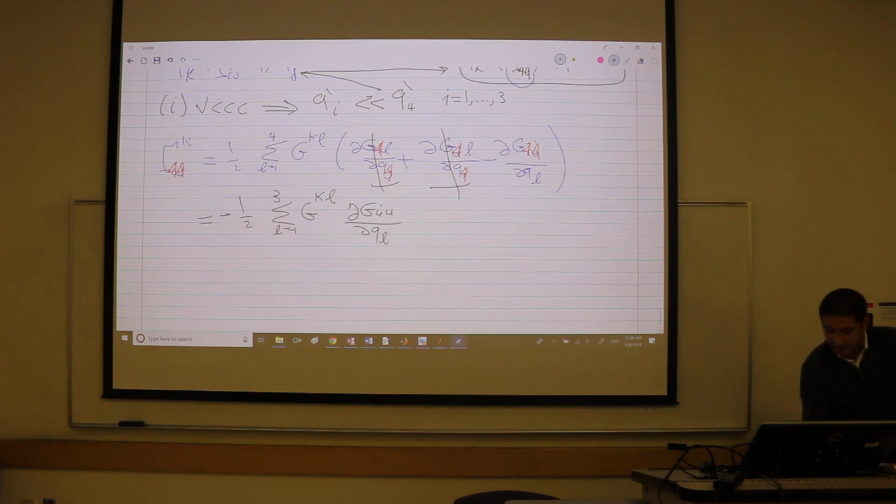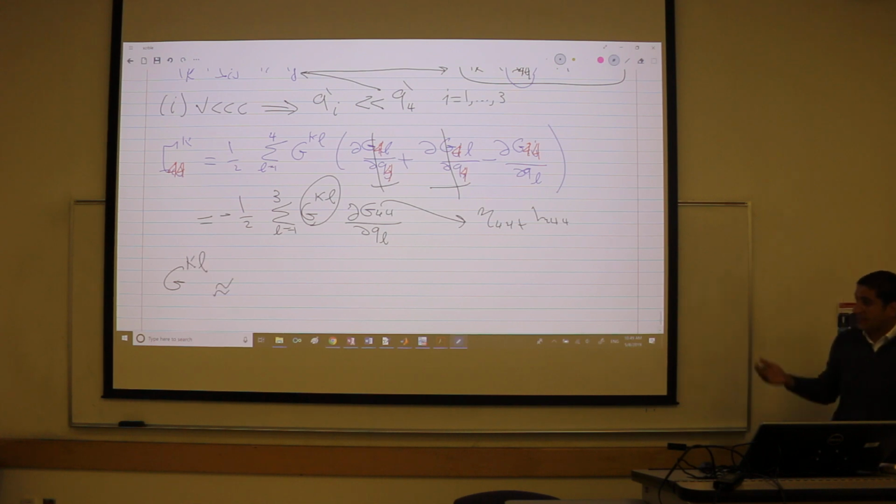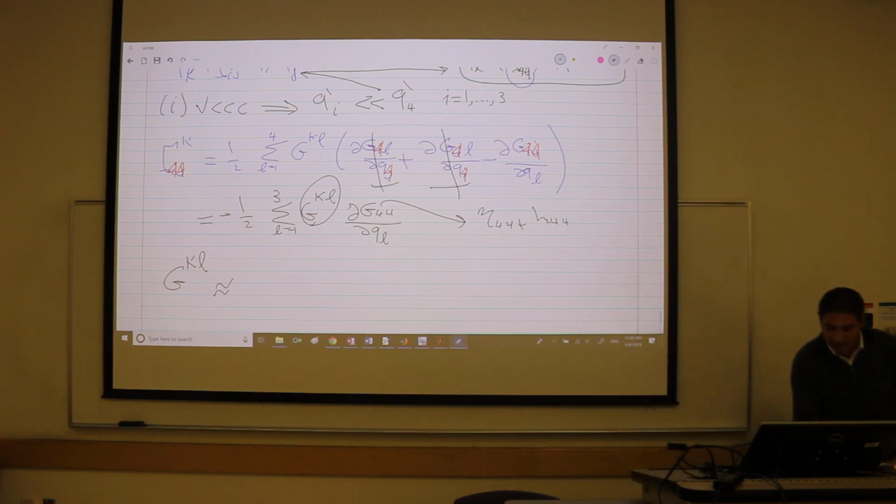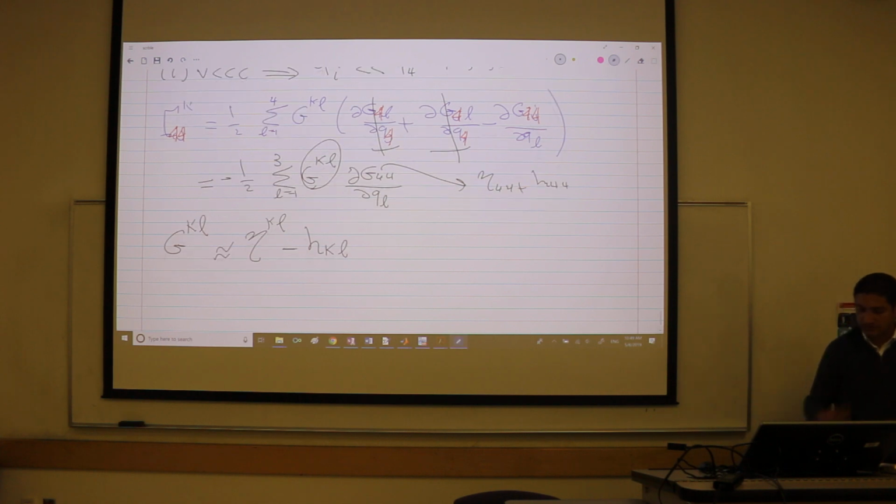Okay, we have this guy. This is eta 4 plus h 4, right? But this is the inverse. So the inverse is approximately like this: the g itself, without the inverse, is eta plus h, with h very small. So we'll do something like an expansion here and take the first order. So this is like the inverse of eta minus h, approximately. And you can verify it yourself. Anyway, this term will not matter. We'll see why now.